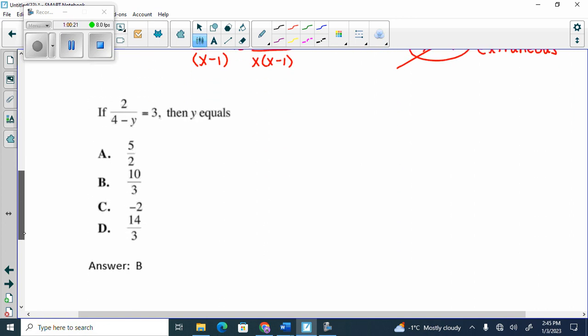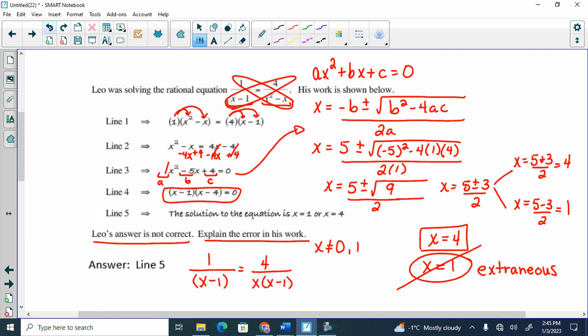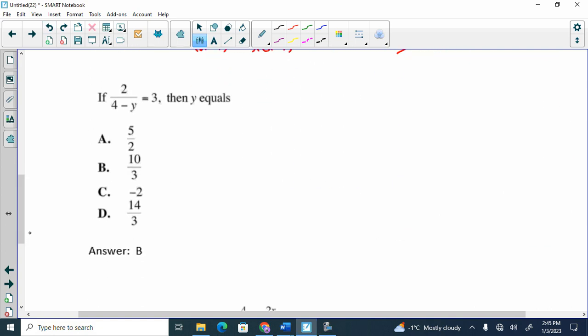Okay. So this one I have 2 over 4 minus y. Oh, my board. Don't worry. It's still the same. All right. They've been doing so good.